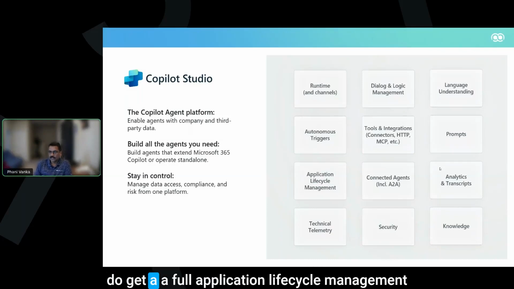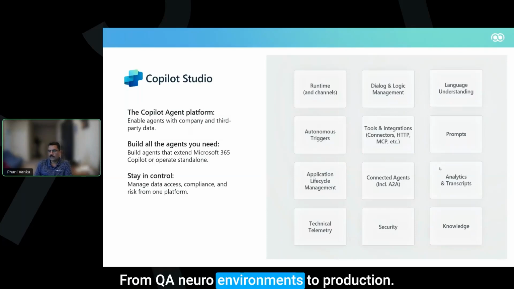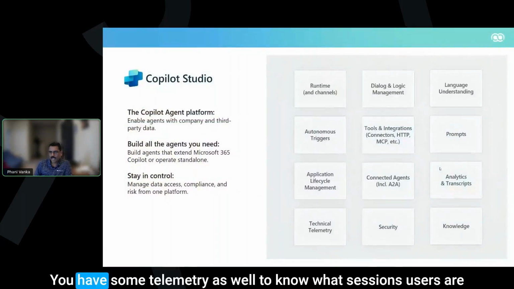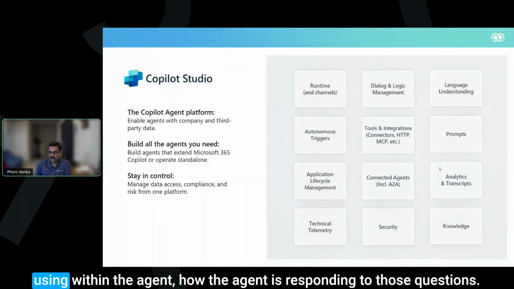You do get a full application lifecycle management where you can promote your Copilot Studio agent from QA environments to production. You have some telemetry as well to know what sessions users are using within the agent, how the agent is responding to those questions.